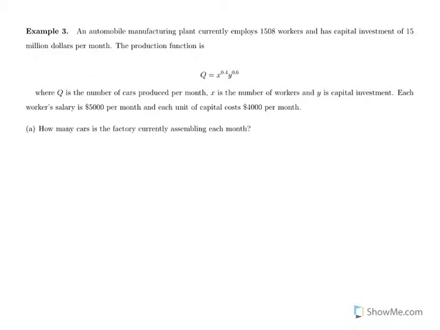There are going to be three questions here. First question: how many cars is the factory currently assembling each month? Right now, we have X equals 1508, and Y equals 15 in millions of dollars. So Q is equal to 1508 to the 0.4, 15 to the 0.6, plug that in.